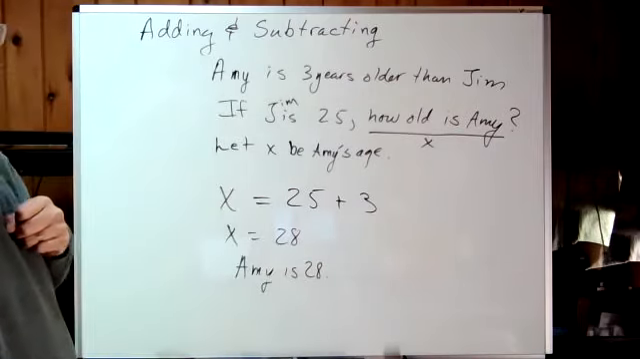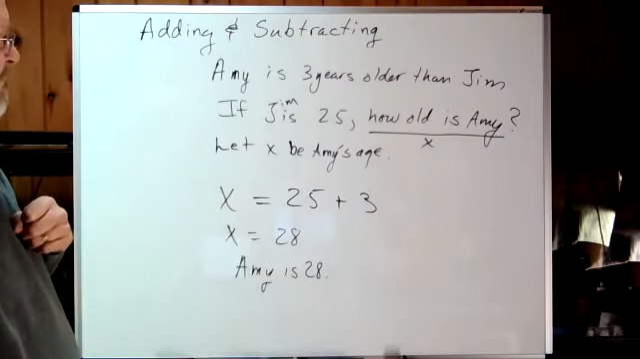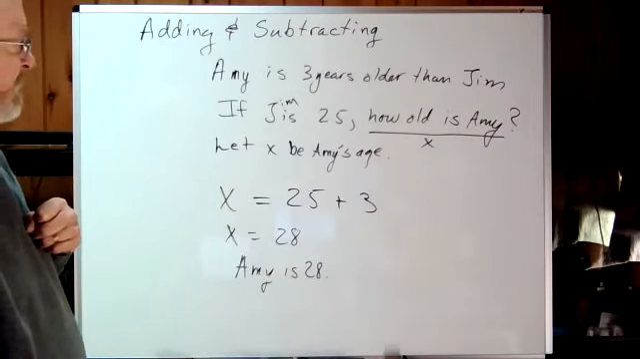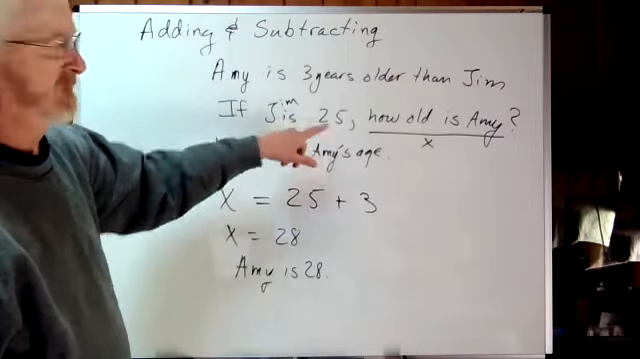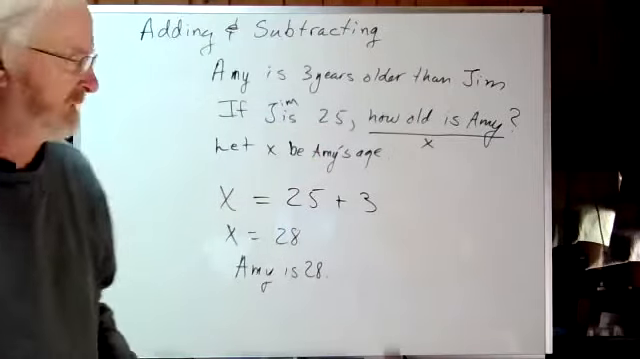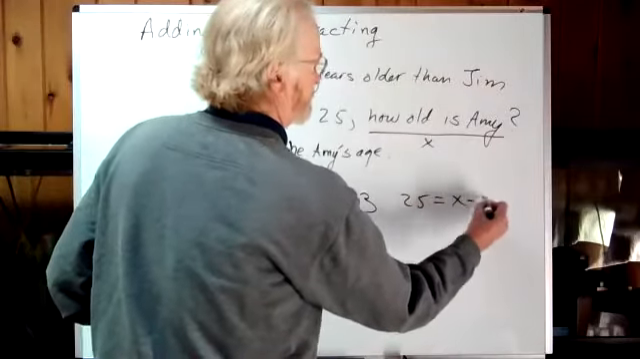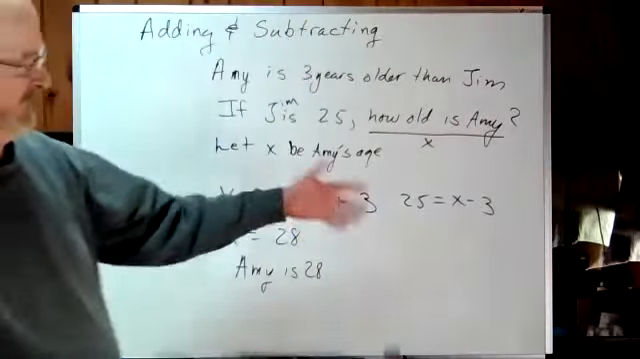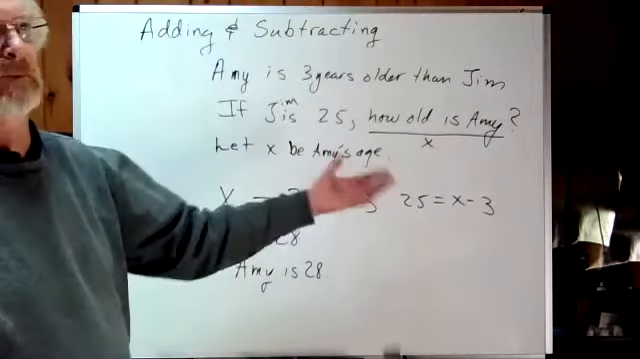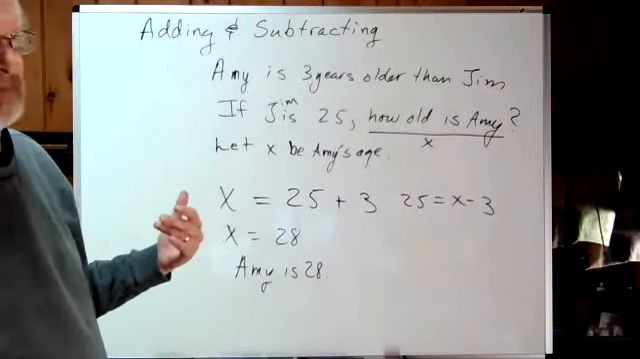I might have made it trickier and said, 25 is 3 less than x. I might have said 25 is x minus 3, and then I would add the 3 to both sides. So there's more than one way to write that.